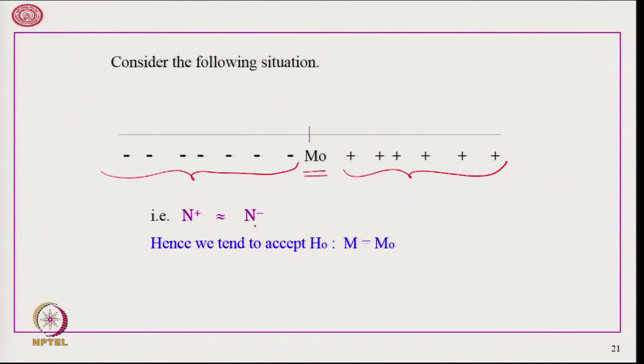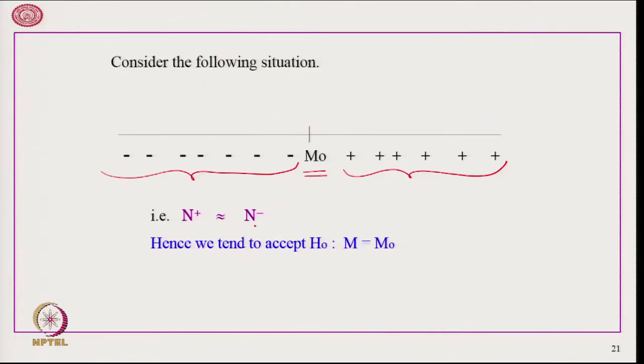They need not be equal, because we know that statistically it cannot happen that both sides will have an equal number of observations, but there should be a limit. That is what the test is all about: whether the difference in the number of pluses and minuses is acceptable under the null hypothesis. In this case it appears that they are more or less the same, so we are likely to accept that m is the same as m naught.